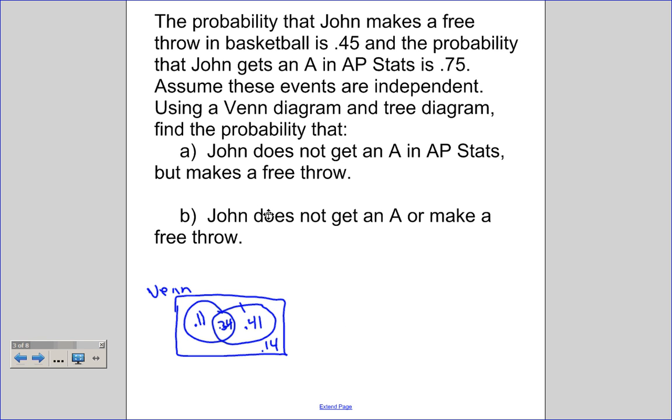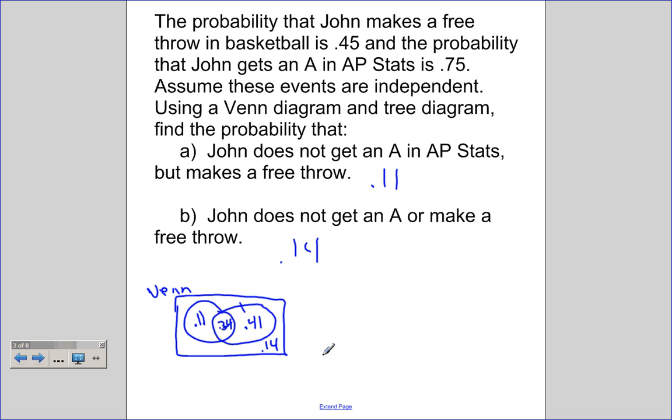Now, let's answer these questions and then I'll show you the tree diagram. What's the probability that John does not get an A in AP Stats but makes a free throw? So he doesn't get an A, but he makes a free throw. That's going to be 0.11. John does not get an A or make a free throw. That's going to be on the outside, which is 0.14. Look at how easy it is once you have the Venn diagram to find everything else.